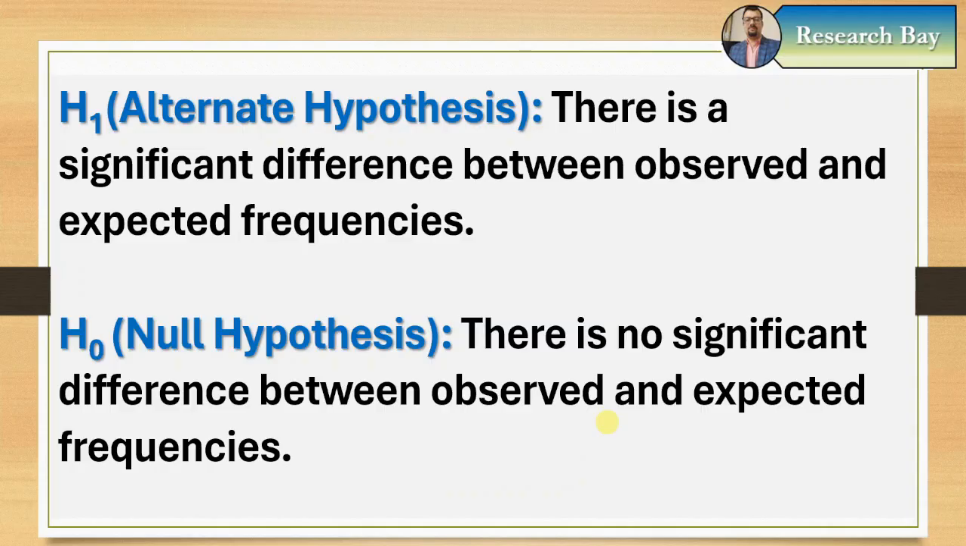Before we go further into SPSS to check out how to do this test, it is important to see the framed hypothesis for this study. The alternate hypothesis being there is a significant difference between observed and expected frequencies. The null is opposite, which means there is no significant difference between observed and expected frequencies. Now let us go and see how it is done.